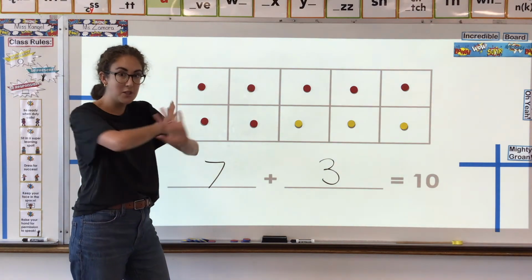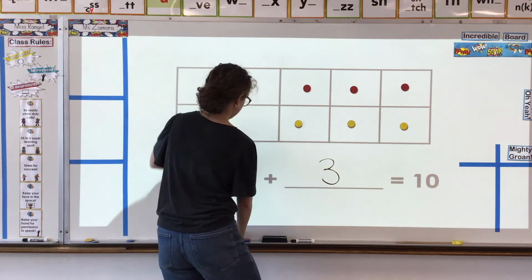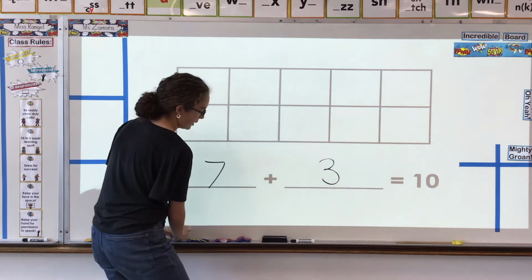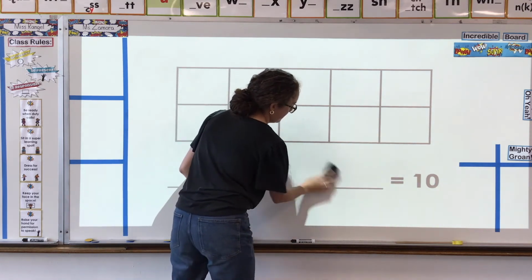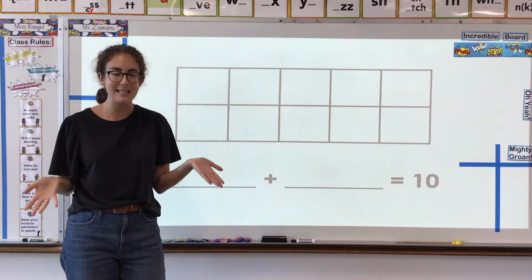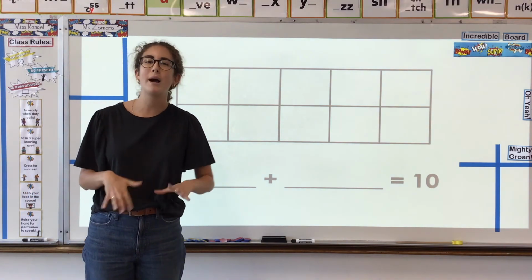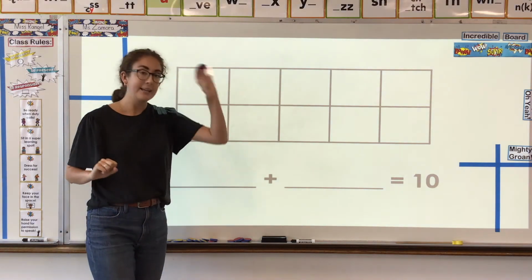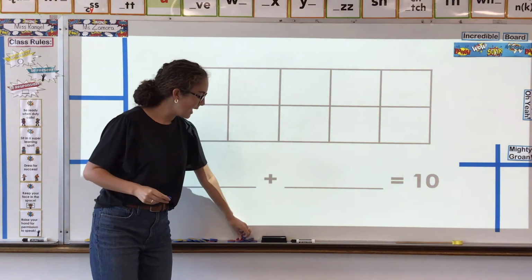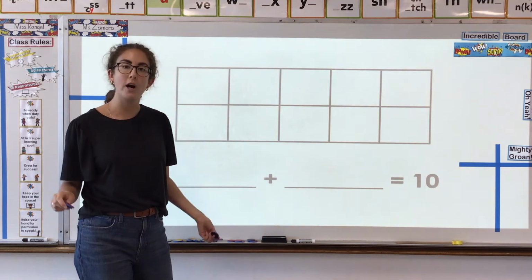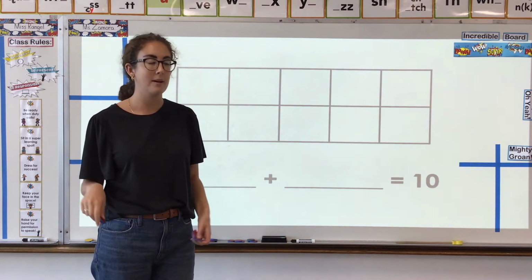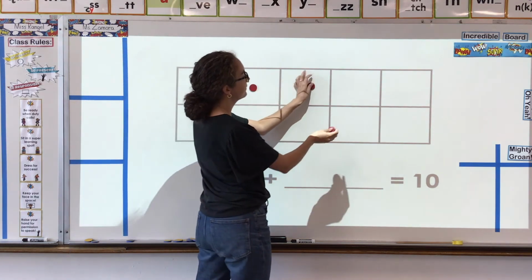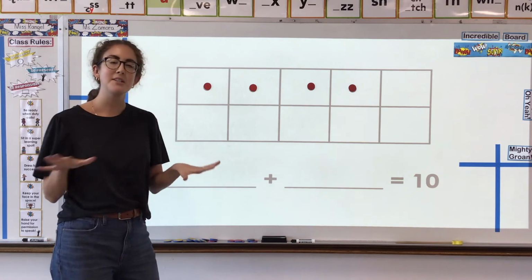So I want you to reset, clear it all, take everything away. Okay, I try to move as fast as I can. Okay, we've got a blank slate, and we are going to try one more together. So I want you to take, again, counters all in one color, and we are going to show 4 on our 10 frame. Show me 4 on your 10 frame. Just a nice little 4.